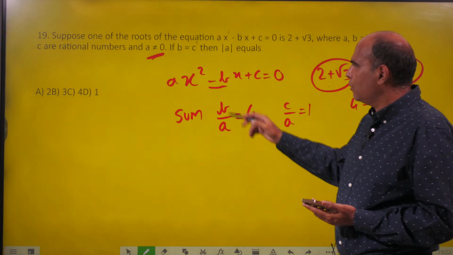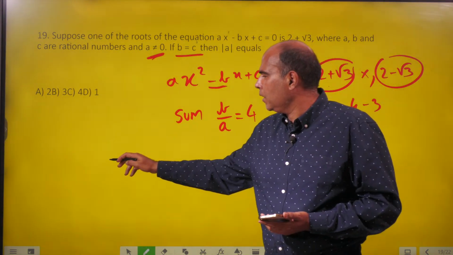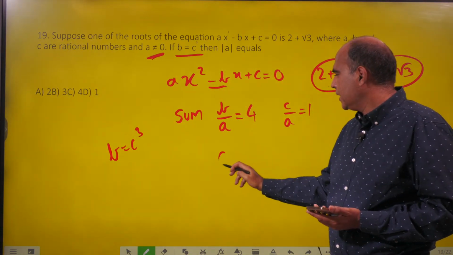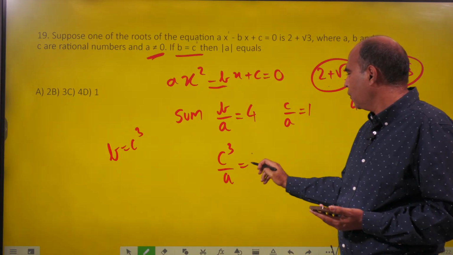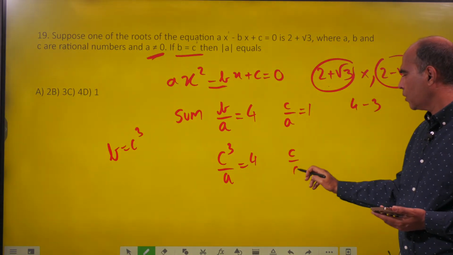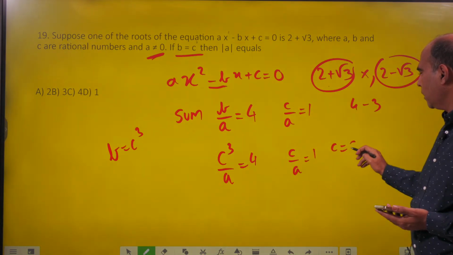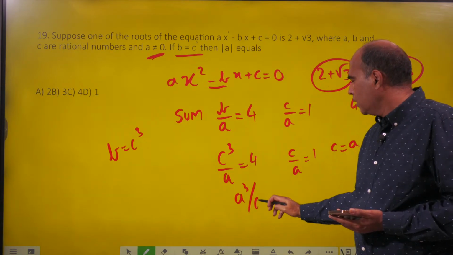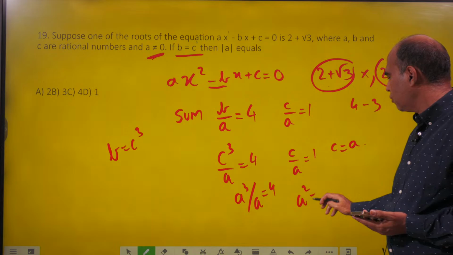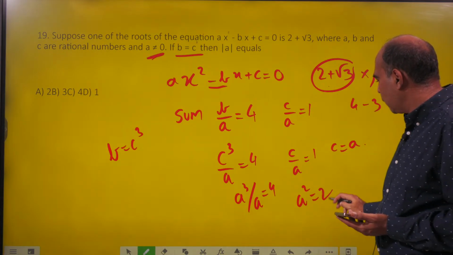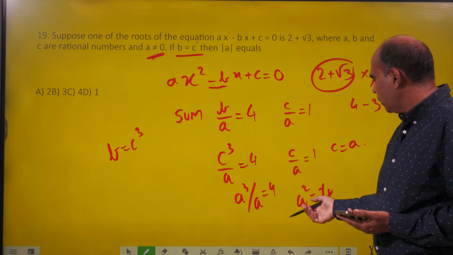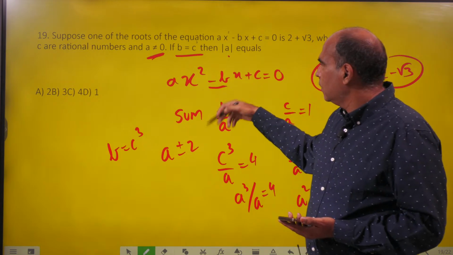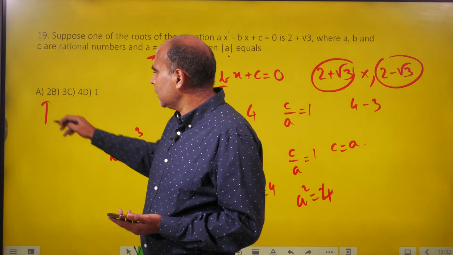And then they tell me that b is equal to c cube. This expression is telling me b is equal to c cube. So if I put b equals c cube here, I get c cube upon a is equal to 4. And here I've got c upon a is equal to 1, which means c is equal to a. So if I put c equals a here, I get a cube upon a is equal to 4. So a square is equal to 4. So the value of a is plus minus 2. They have asked us modulus a. So modulus a is always going to be 2. So option A is the right answer.